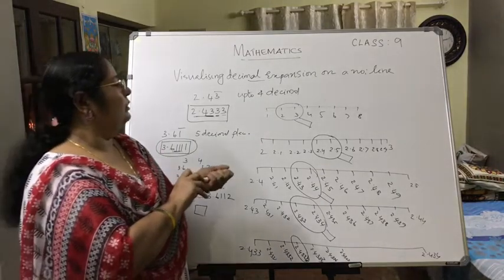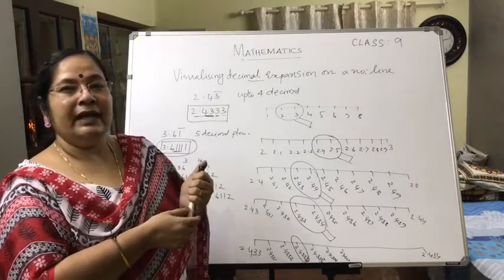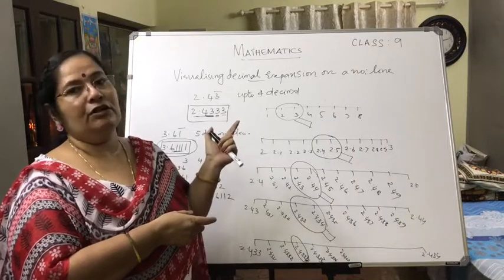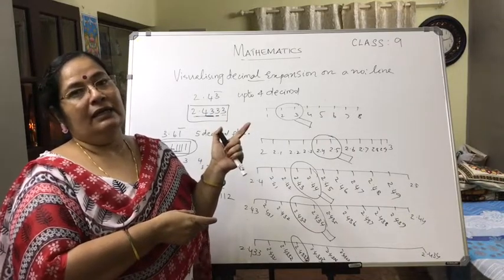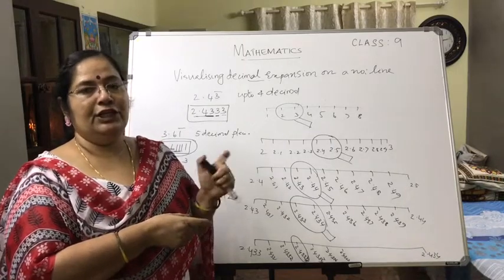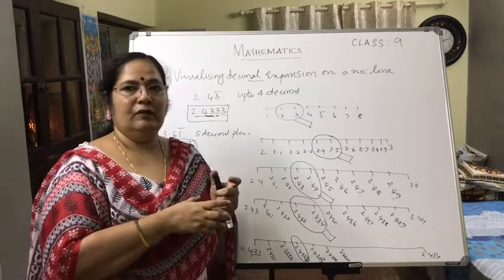So the decimal expansion of real numbers, that is rational numbers, we can visualize on a number line. The method used is successive magnification. You are magnifying a particular portion of the number line. Hope it is clear for you.